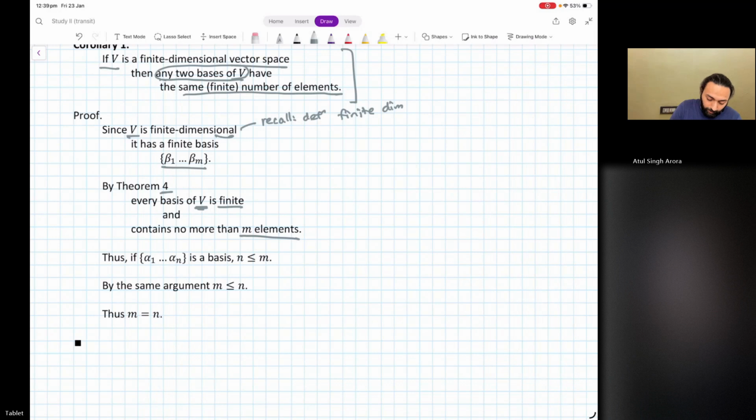Okay. And so what that means is that suppose alpha 1 to alpha n is a basis, then it must be the case that n is at most m. Correct? Perfect. And then one can run the same argument backwards with basically alphas and betas flipped. So one can argue that if alpha is a basis and beta is another basis, then beta can have at most n elements. So that would mean m is at most n. And so therefore we conclude that m has to be exactly n.